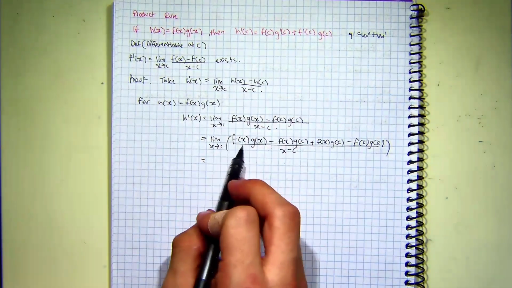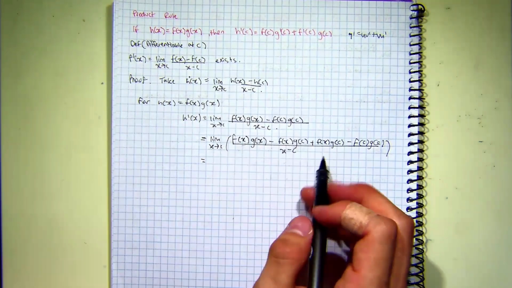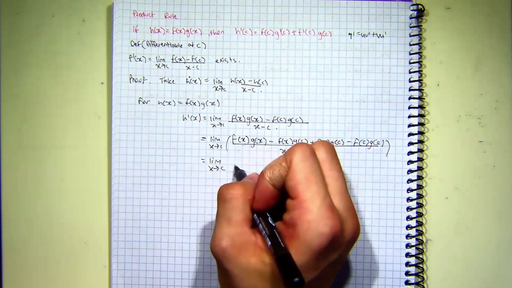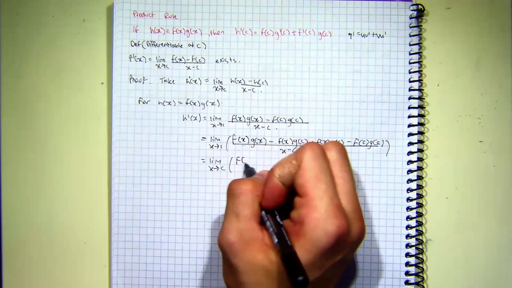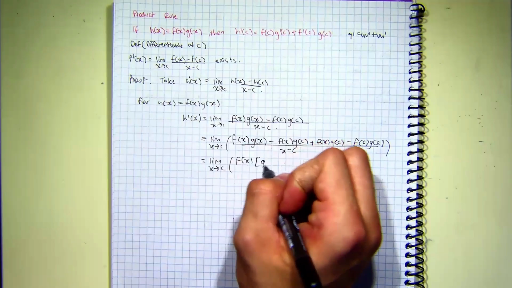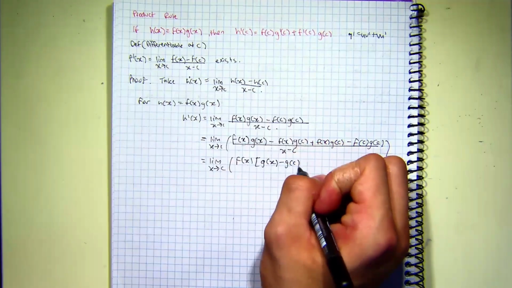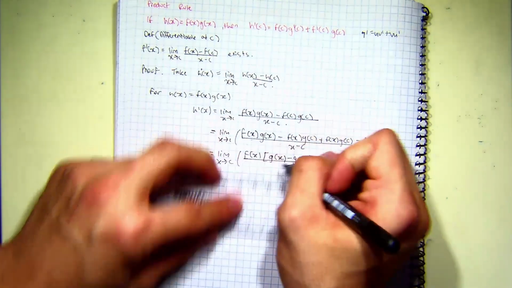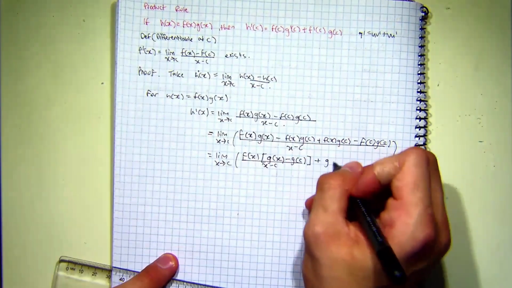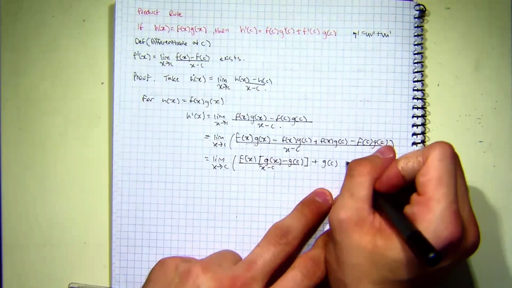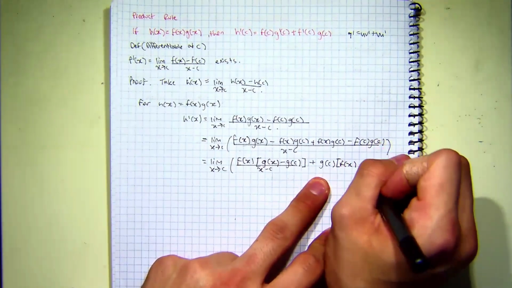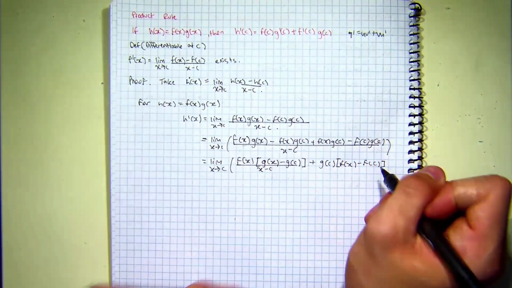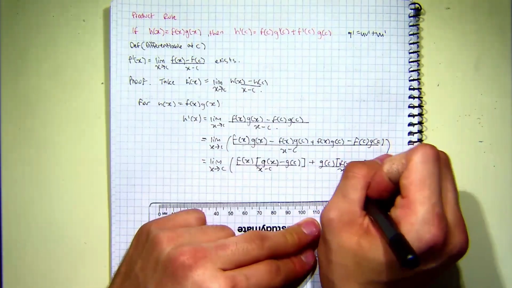Okay, so now if we isolate f of x and g of x on either sides here, we'll get the limit as x approaches c of f of x times g of x minus g of c, okay, over x minus c, plus g of c times f of x minus f of c over x minus c, right?